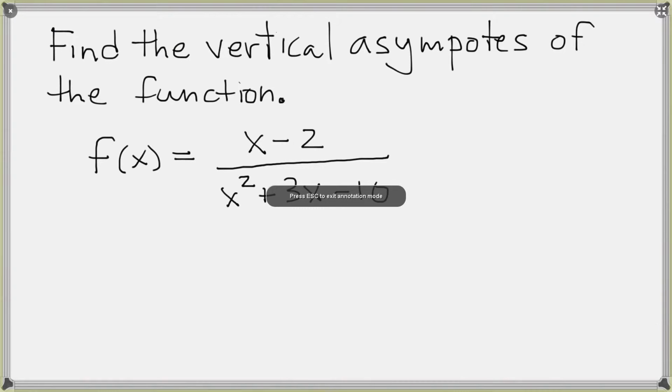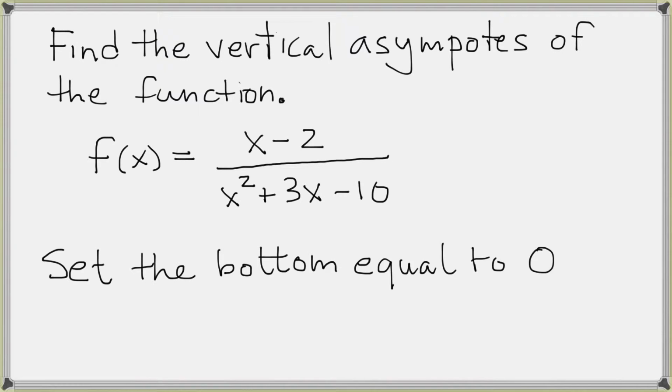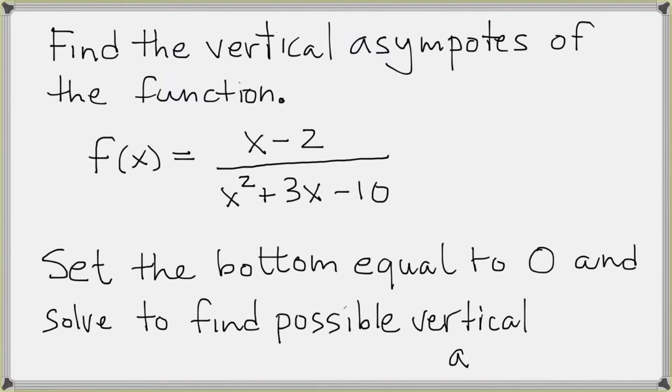In this video, we're going to take a look at how to find the vertical asymptotes of a function. All right, so we have a function here, f of x equals x minus 2 over x squared plus 3x minus 10. So when you have a function like this, what you want to do is set the bottom part equal to 0 and solve that resulting equation. And what that will give you is the possible vertical asymptotes.